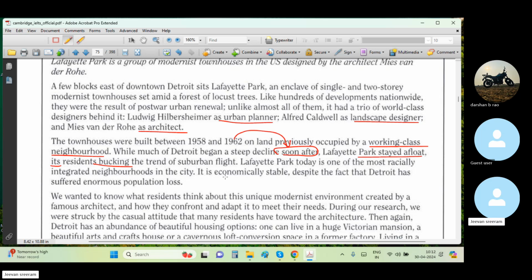Although Detroit suffered enormous population loss because people migrated to cities, right? Detroit has suffered a great population loss, but Lafayette Park residents have not migrated anywhere. They are opposing that particular trend of migrating to cities, and Lafayette Park was economically stable as well.